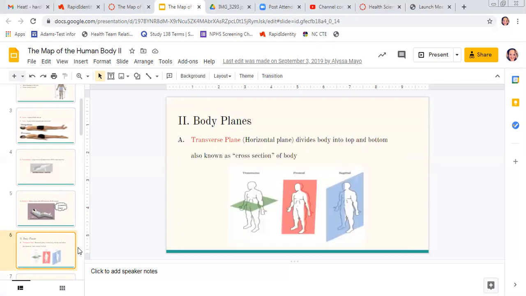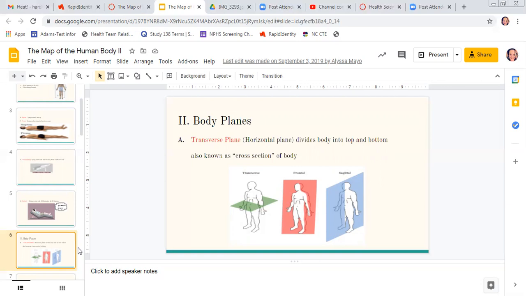So now we're moving on into body planes, okay? There's not a really fun way to describe these to you. You're just going to have to take some time and memorize these. And we do like to use the colors to help you remember as well. It isn't hard. A lot of the times people who like math also seem to like these as well.